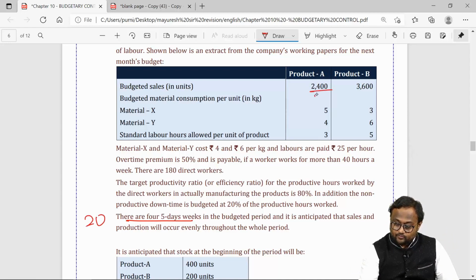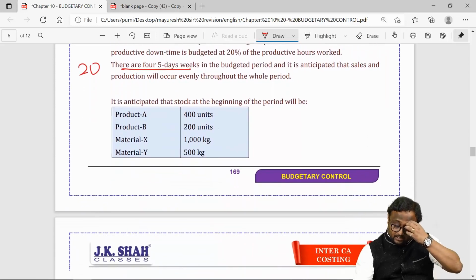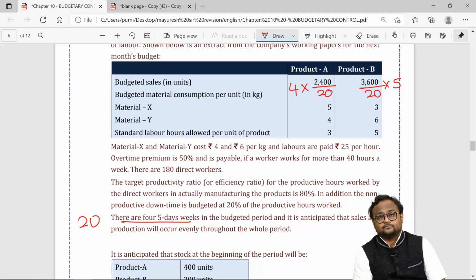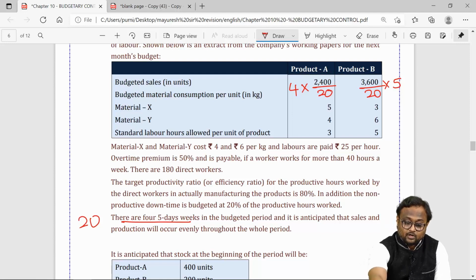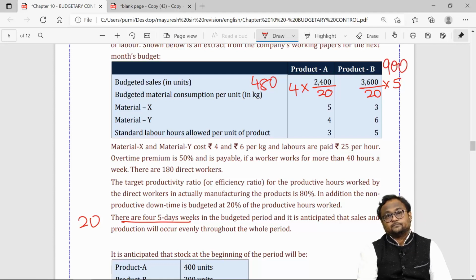So this is also available for 20. This sales is of 20 days. This sales is also of 20 days. They want sales for 4 and 5 days. Simple it is. Have you understood this? So 2400 divided by 20 into 4. So 480 will be the closing stock of product A, and 900 will be the closing stock of product B.